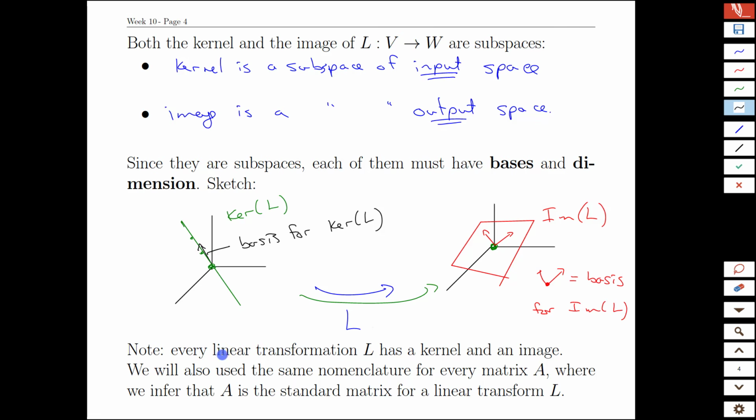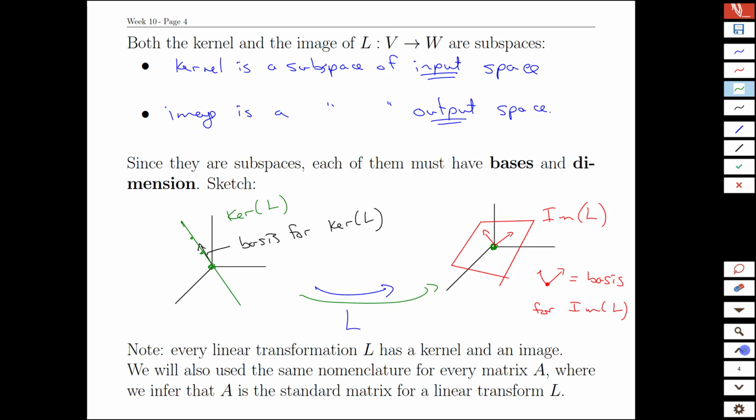All right, so every linear transformation L has this kernel and an image. Notice the kernel can be really boring. The kernel could have just been the 0 point, mapping to the 0 point here. That's the 0-dimensional case for the kernel. But there's always a kernel, and there's always going to be an image.